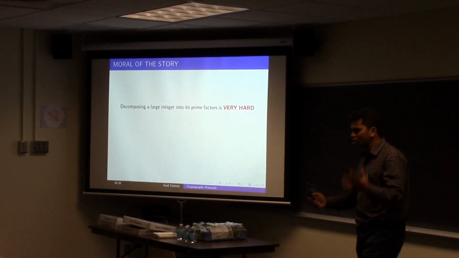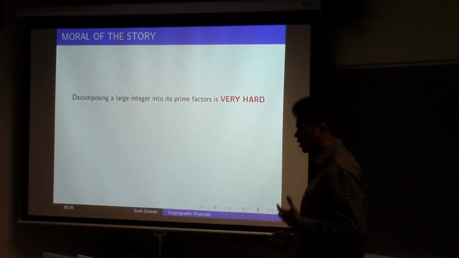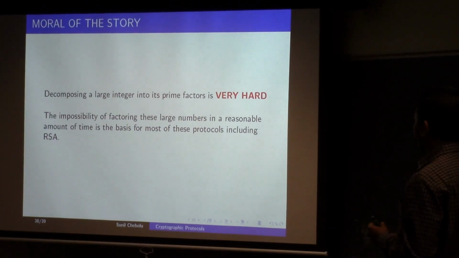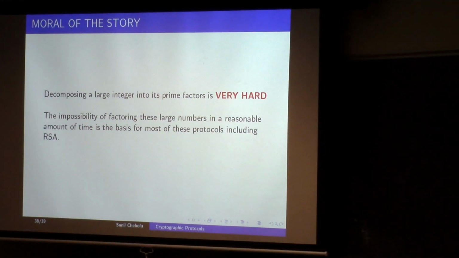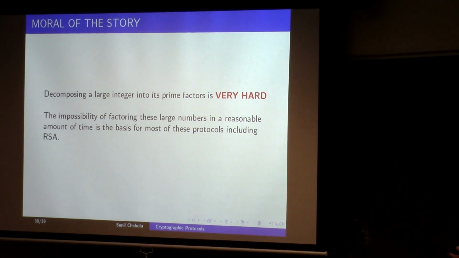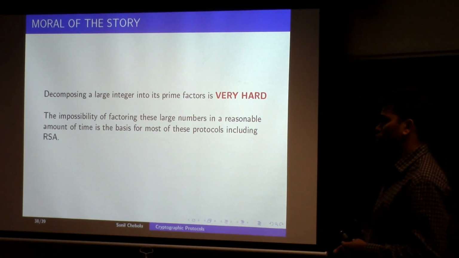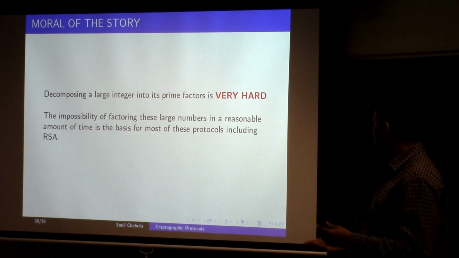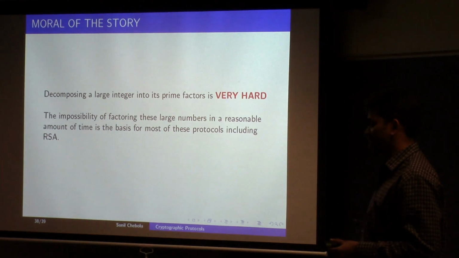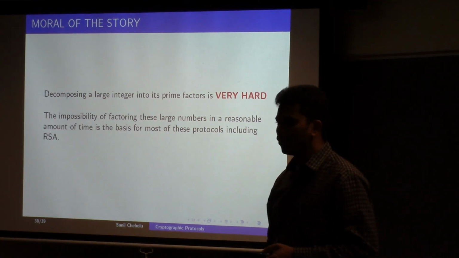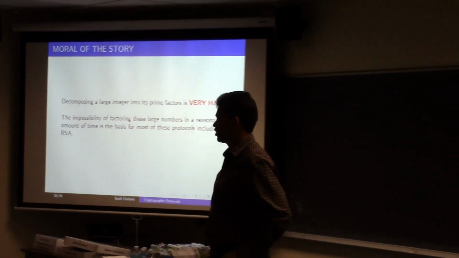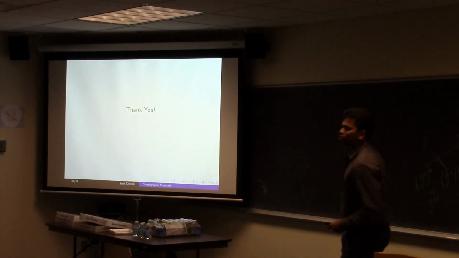And the central pillar of our infrastructure, RSA and other protocols, relies on this. The impossibility of factoring these numbers in any reasonable amount of time forms the basis of these protocols, right? And I think that's where things stand right now. So the reason I'm confidently able to swipe my card wherever I go is because I know that primes cannot be decomposed easily. Okay, I think I'm going to stop here.